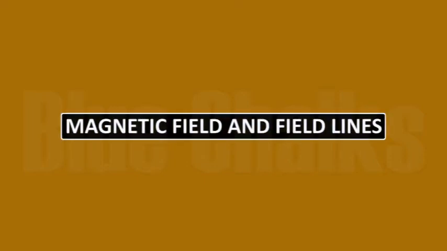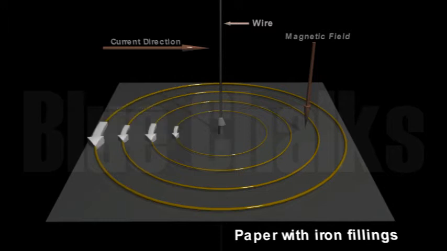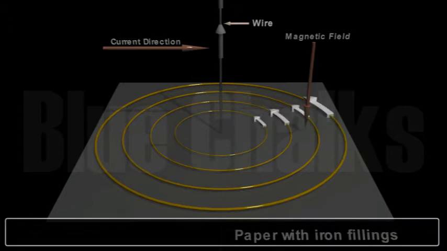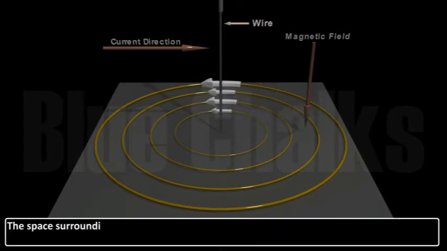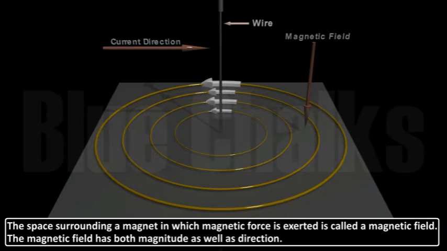Now, let us see what a magnetic field is. A magnet creates a magnetic field around it, like an electric charge creates an electric field around it. The space surrounding a magnet in which magnetic force is exerted is called magnetic field. The magnetic field has both magnitude as well as direction.